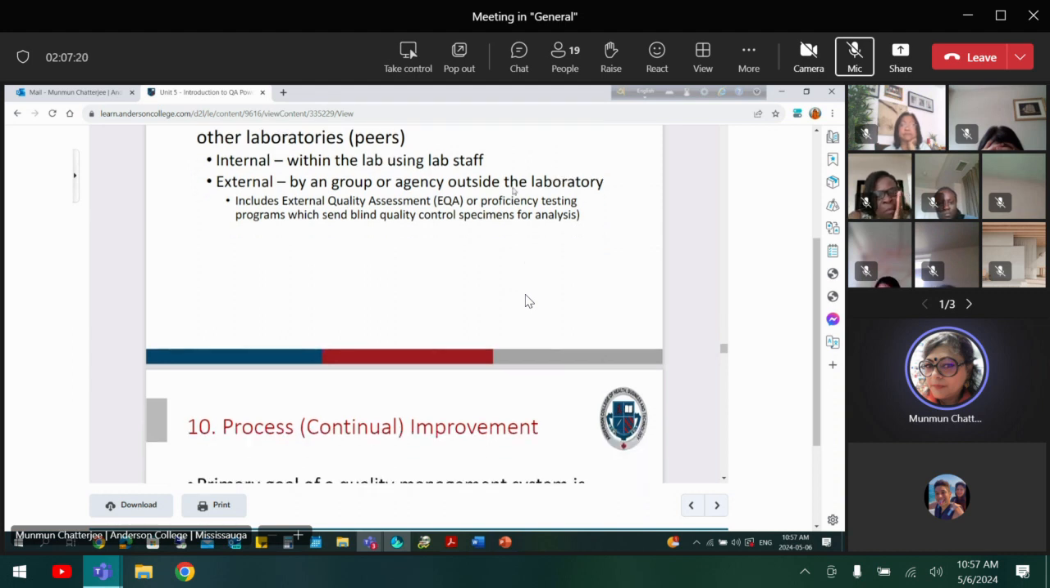So quality assessment, another name is proficiency testing. That is done by a group of agencies outside the laboratory. They do the blind quality control specimen analysis.